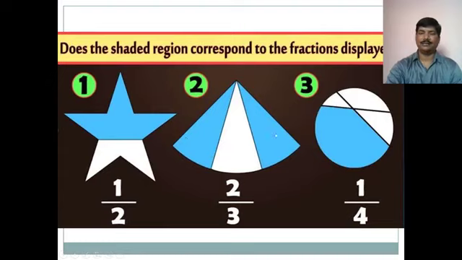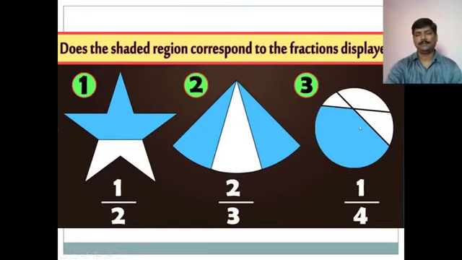Now in this case, the shaded part is 2 by 3. Yes, the shaded part is 2 by 3. Why? Because the shaded parts and the left part, all these parts are equal. So the shaded part is 2 by 3.